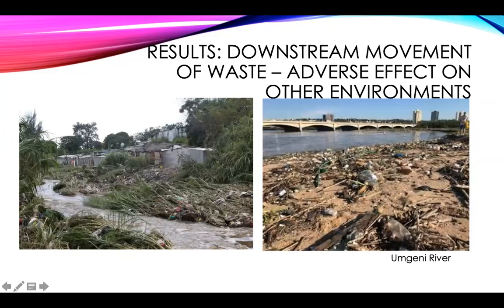This particular stream leads into a large river, which is the Mgeni River, which flows out into the sea on the outskirts of Durban. And this is an area very close to the river mouth. And we can see here, after a flood, all the debris that has been deposited on the banks of the river. Please note that there are no informal settlements in this area. So this is waste that has moved downstream.